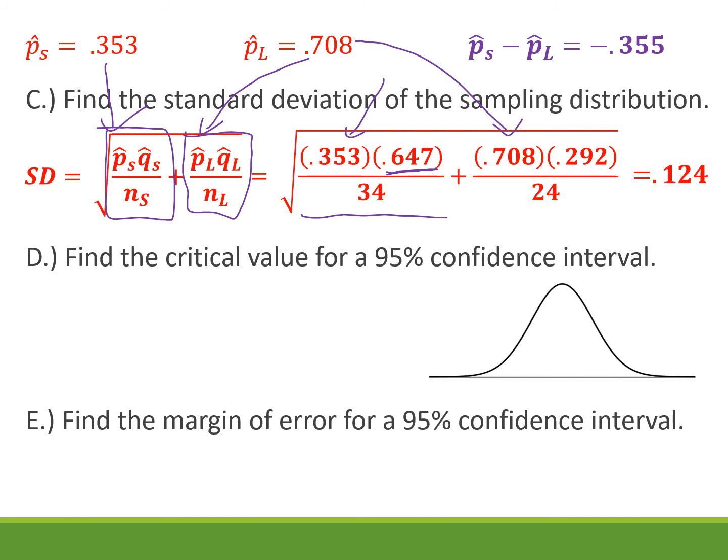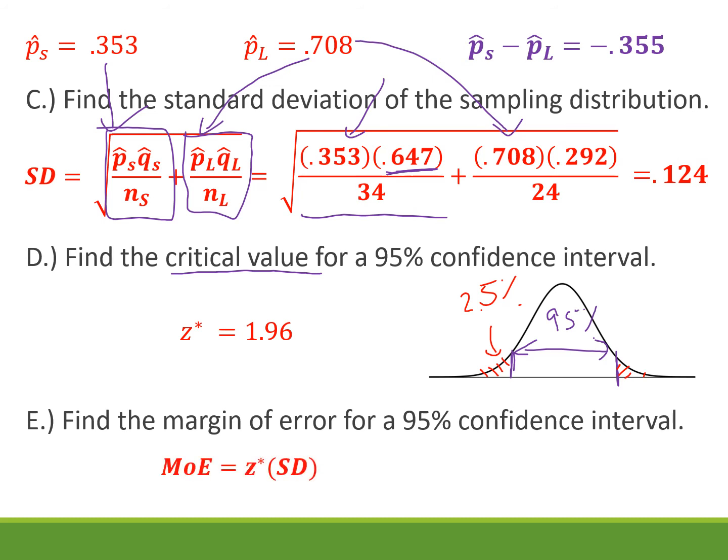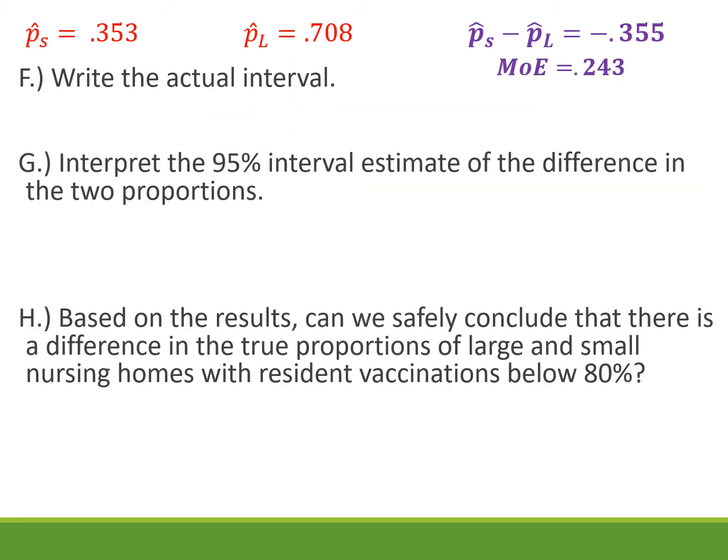Okay, we get a standard deviation that's slightly different this time, 0.124 compared to 0.1333 when we did it last time. Critical value for a 95% confidence interval. Remember, when we do a confidence interval, it's talking about the center of our normal distribution. 95% is cut out of the middle. That leaves half of the leftover on both of these sides. We're going to look up 2.5% in our z-table, and we get our critical value 1.96. Margin of error is just this z-score times our standard deviation, 0.243.